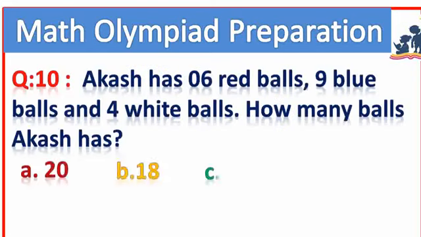Question number 10. Akash has 6 red balls, 9 blue balls and 4 white balls. How many balls Akash has? 19. Yes, good. Total number of balls here is 6 plus 9 plus 4 is equal to 19.